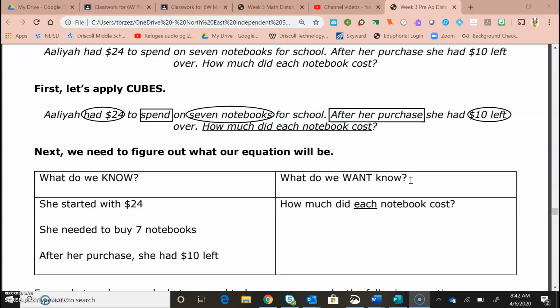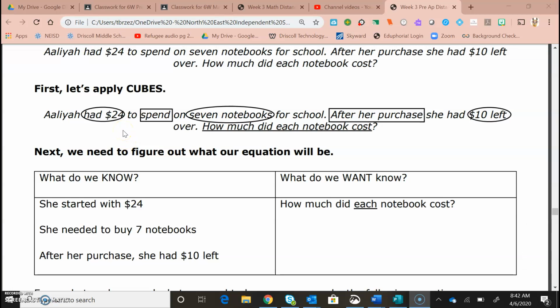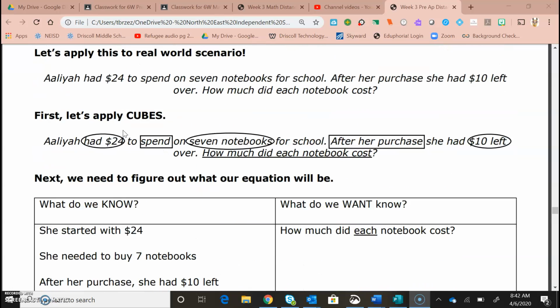We need to figure out what our equation will be. A way to do this is to break it up into what do we know and what do we want to know. So we know she started with $24. She needed to buy 7 notebooks, and after her purchase, she had $10 left. Now, what do we want to know? How much did each notebook cost?